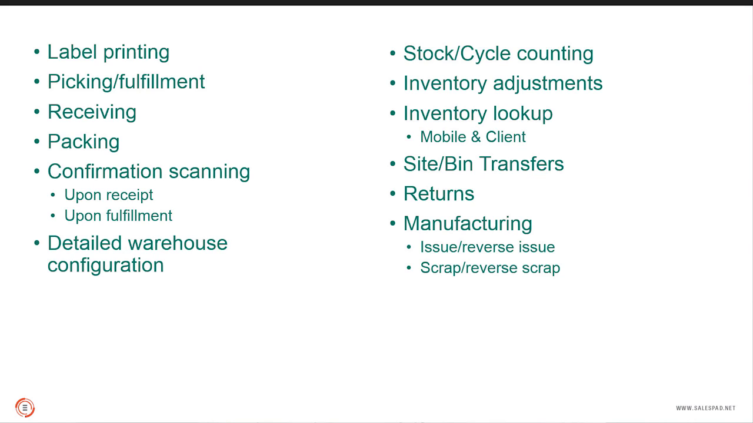There's also functions for doing just general adjustments. Maybe you find a damaged product and you want to adjust it out, or you find something sitting behind a shelf and it doesn't look like you had that in stock. You want to add that to your stock. There's lookup capabilities from both the mobile and the client. That's obviously a big thing in a big warehouse. You don't want to have to walk to the back to figure out what you have in a bin. It's easy just to go to a computer or look it up through your mobile device to say, hey, where are these?